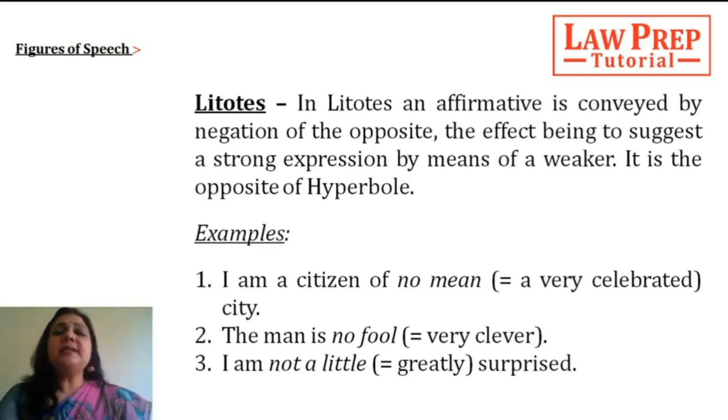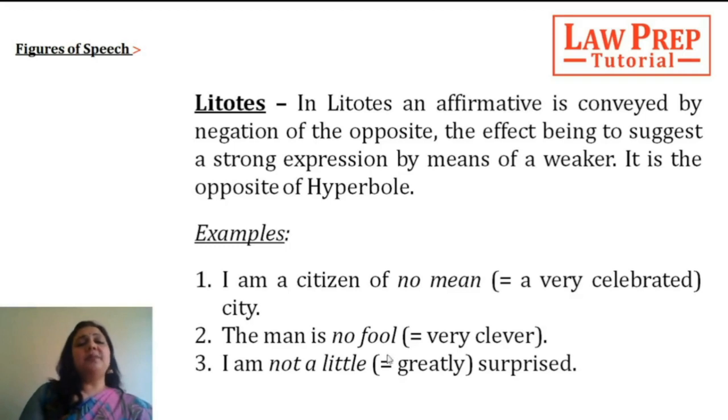In litotes, an affirmative is conveyed by negation of the opposite. The effect is to suggest a strong expression by means of a weaker one. It is the opposite of hyperbole. So what do we do in hyperbole? In hyperbole, we exaggerate the thing. We make it very high-flown, something very large and big. We brag or boast in hyperbole. In litotes, you make it less, you use negative words, and the meaning comes out positive.